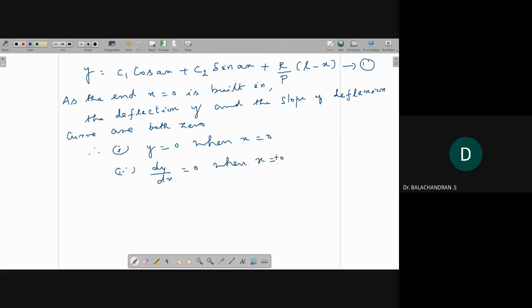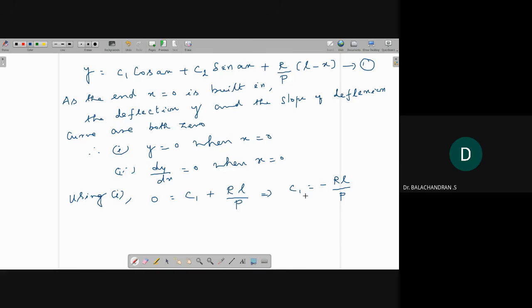So using 1 and subdivision 1, we'll get 0 equal to, when x is equal to 0, cos 0 is 1, so c1, plus sin 0 is 0, plus R L by P. This implies c1 equal to minus R L by capital P. So we got c1.